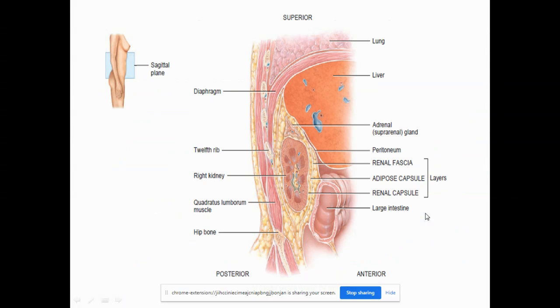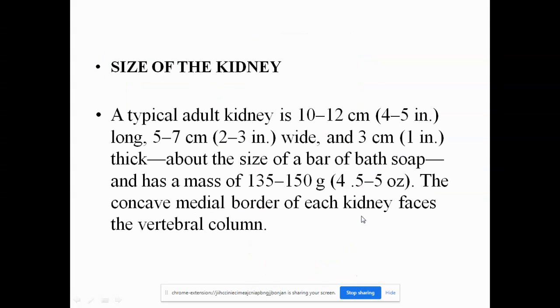This is a structure showing the sagittal view. The sagittal view shows the lung, liver, and the diaphragm. This is the kidney, this is the suprarenal gland, this is the 12th rib, and these are the three layers of the kidney: the innermost renal capsule, the middle adipose capsule, and the outermost renal fascia, and also the peritoneum. That is what is seen in this picture.